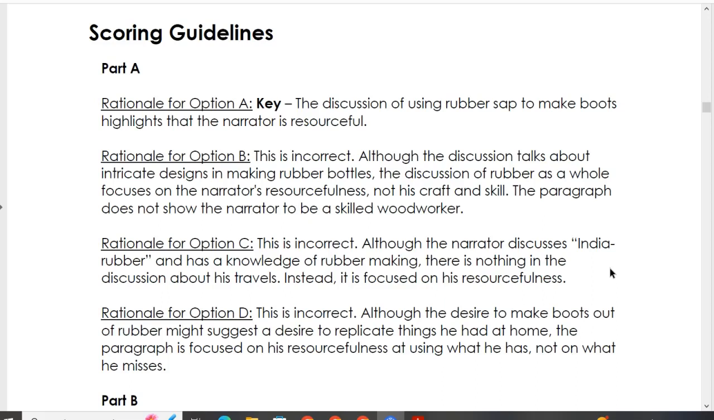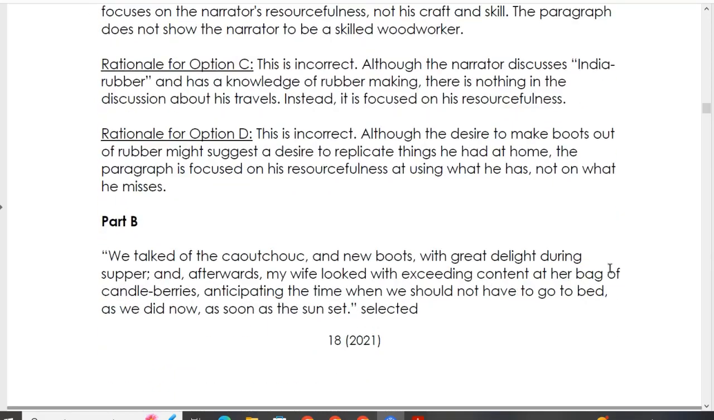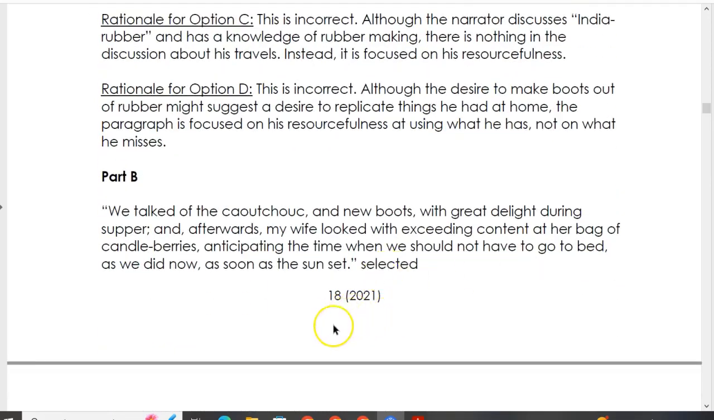And to go along with A, the support would have been this sentence that you would have clicked on to highlight. We talked about the new boots with great delight during the supper. And afterwards, my wife looked with exceeding content at her bag of candleberries. Okay? You had to have that one in particular as the backup. That's the only one you could have had.